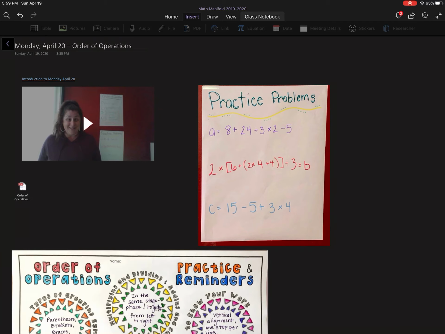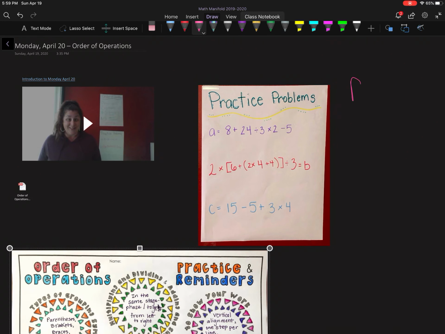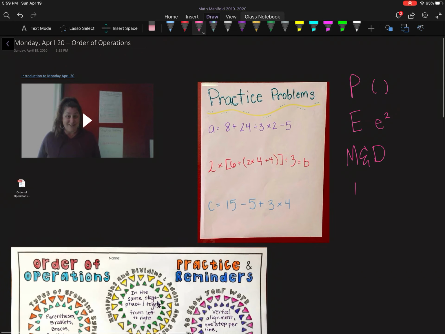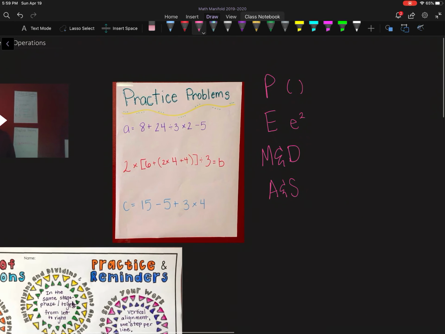So when we're doing order of operations, we want to make sure that we are following PEMDAS, or parentheses, exponents. We would multiply and divide from left to right, and then add and subtract from left to right.